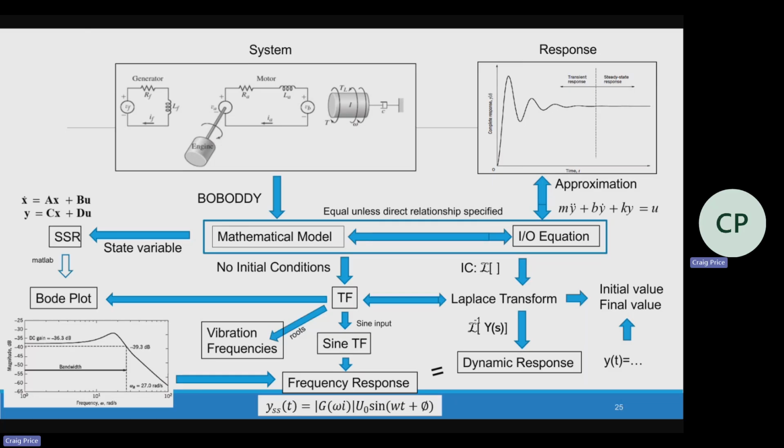Either I'm trying to find the frequency response at a given frequency. Maybe I'm trying to understand a Bode plot or trying to create a transfer function from a Bode plot, as well as vibration frequency. So I can get that from the transfer function. And just remember, transmissibility is the same as magnitude, same as this. It's just for a mass spring damper system.